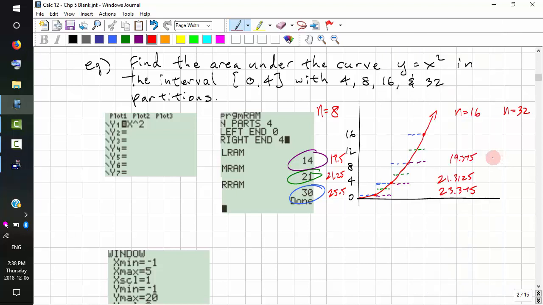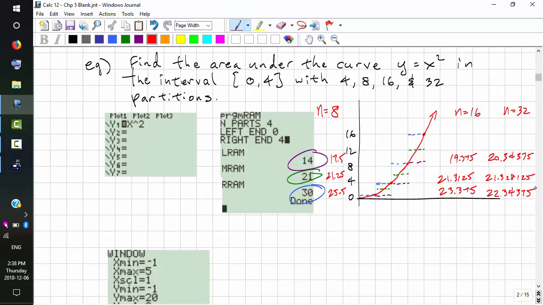Okay, we have 20.34375, 21.328, 125, 22.34375. Okay, we want to notice patterns.